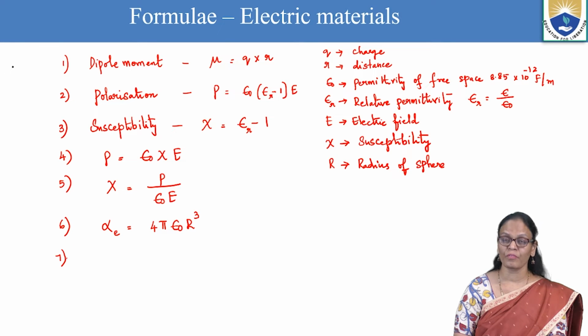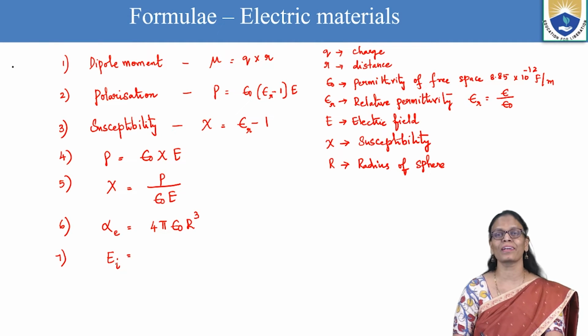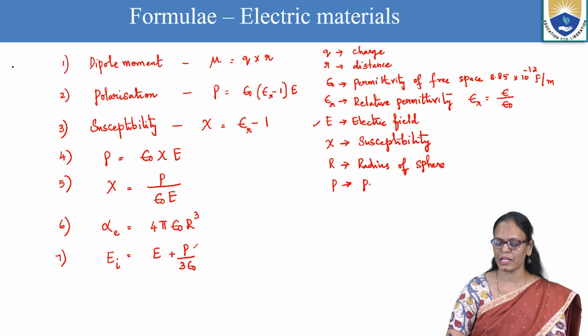Then we also have the formula for Ei, the total internal field, or we call it the local field. Ei is always equal to E plus P by 3 epsilon naught. So here E represents the electric field which we have already written here. P is the polarization. And epsilon naught is the permittivity of free space, which is a constant.